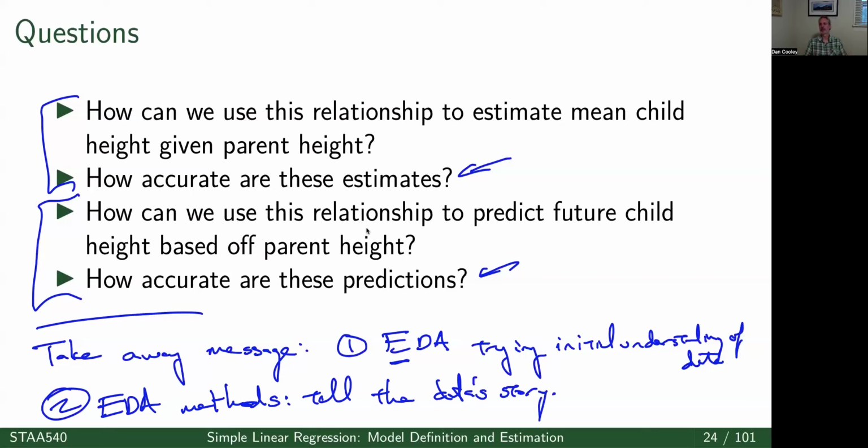And as a practicing statistician, if you can do that, you're going to be super valuable. Anybody can download R and run a regression analysis. But if you can't tell a story, then how valuable was that analysis?